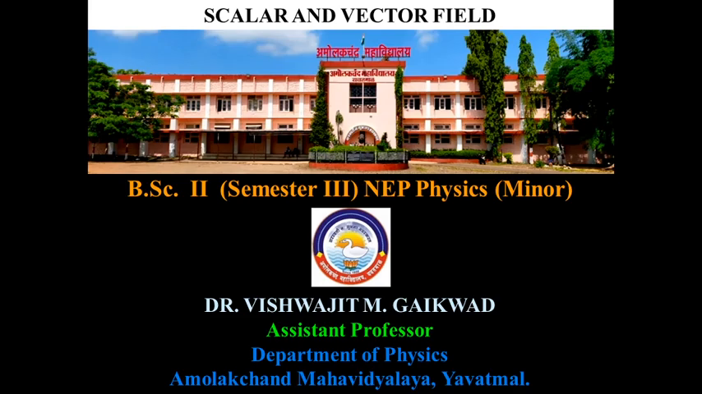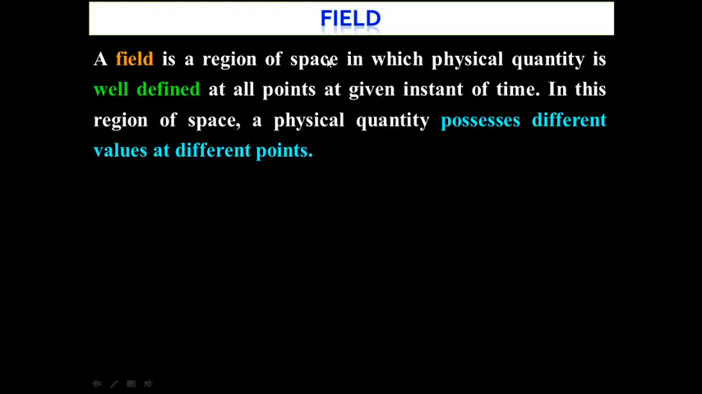Hello students, today we will study scalar and vector field. So first of all, we need to understand what is field. Field is a region of space in which physical quantity is well defined at all the points at given instant of time. In this region of space, a physical quantity possesses different values at different points. It means that a region of space where the physical quantity is well defined is known as a field.